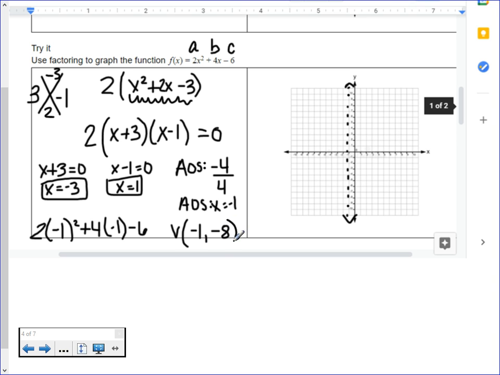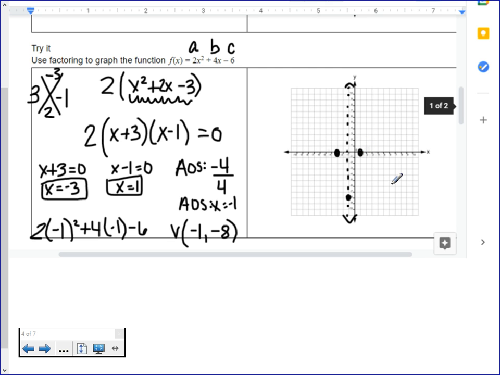We're going to plot that point right now. -1, I think -8's right here. So small. Then you're going to plot those two x's. So I've got an x at -3. Here's -1, -2, -3. I'm going to make a point there. And I'm also going to make a point at 1.